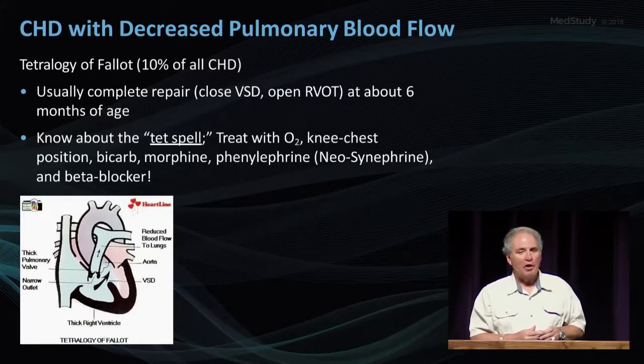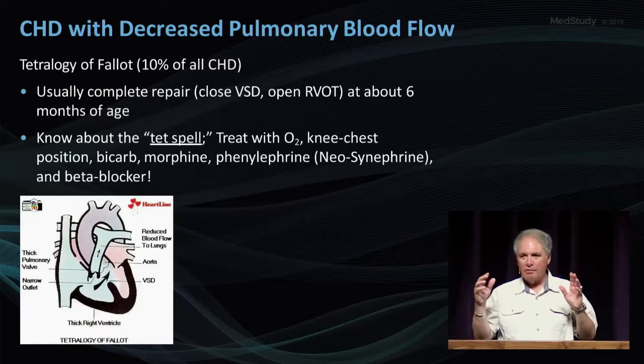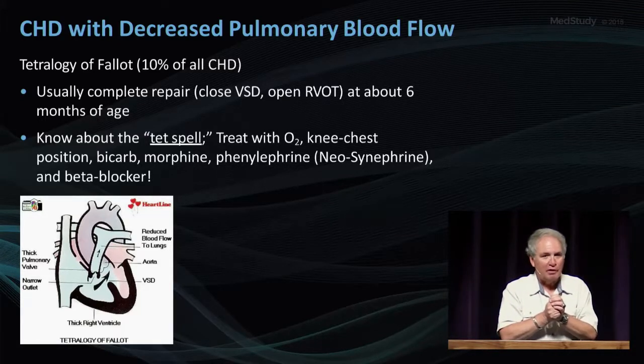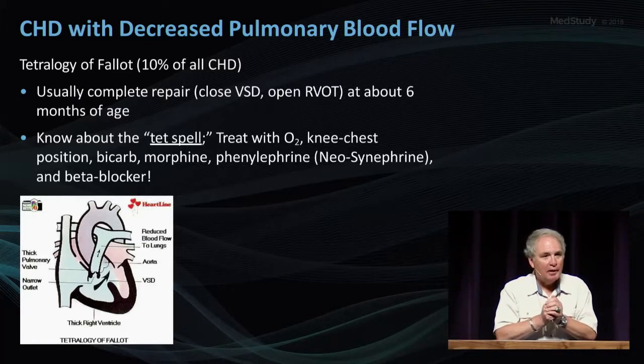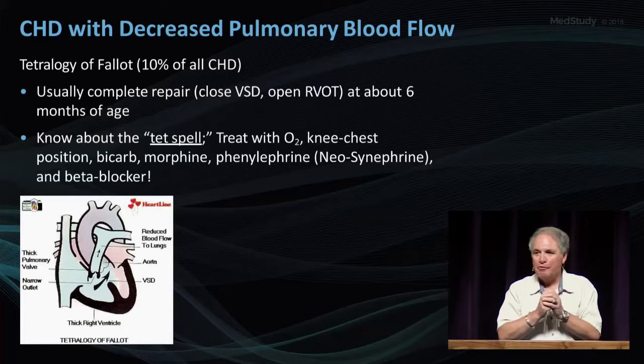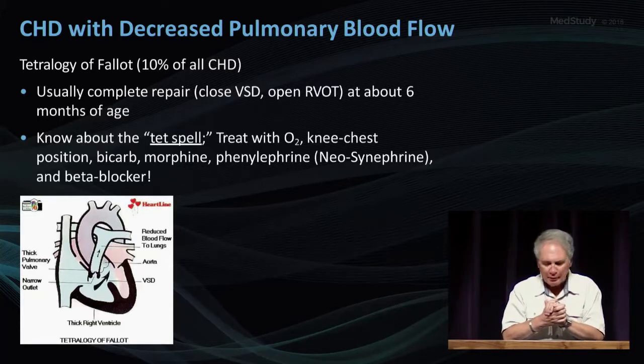For the exam, know about the tetralogy spell. This is a sudden, acute decrease in pulmonary blood flow, usually occurs in the babies upon awakening in the morning. And in the old days, before surgery, the moms would just put them to bed and they usually woke up a little later, much better.